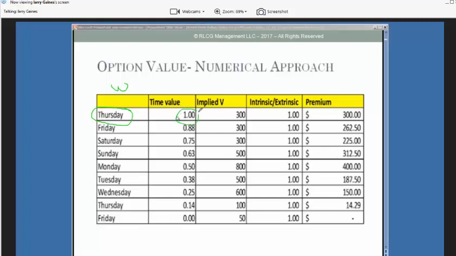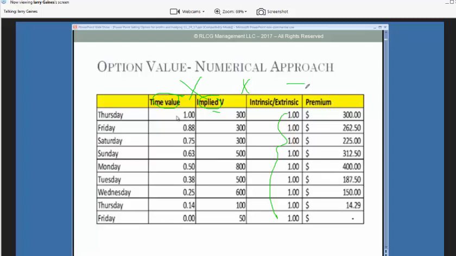On Thursday we have 100% time. That's that first day, so it's going to have a 100% time component in that option. So time value times the implied volatility. For this example, I will change the implied volatility around so you can see how these two components really affect the price. So time value times implied volatility times the underlying value of your security, and I kept that at 1, a constant, so we can see how the premium is affected by just these two components, equals the price of your option, or the premium. So Thursday we come in, we have 100% time, and we have implied volatility of 300, and we kept this at 1, so we have a price of $300.